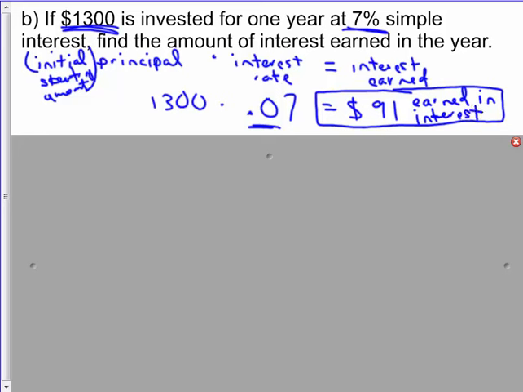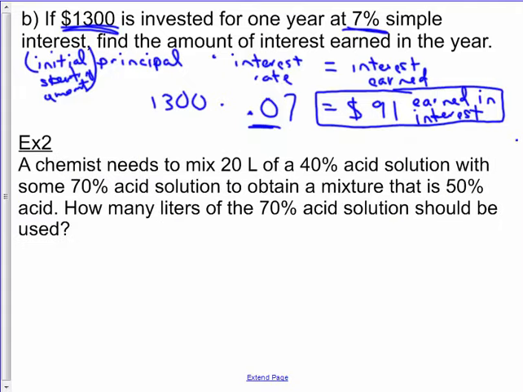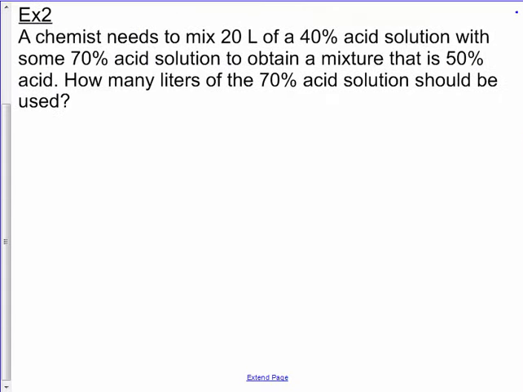So we use this idea here in example 2. It says a chemist needs to mix 20 liters of a 40% acid solution with some 70% acid solution to obtain a mixture that is 50% acid. So how many liters of a 70% acid solution should be used here? I'm going to start by thinking about my amounts here. How much is in each? How much of the 40%, how much of the 70%, and how much of the 50% do I have?